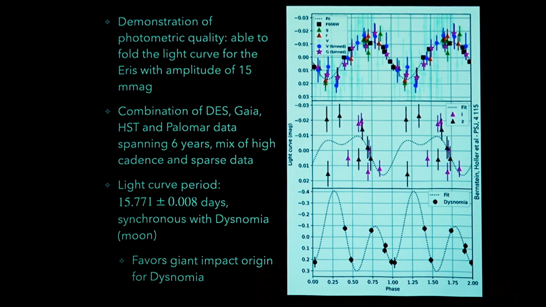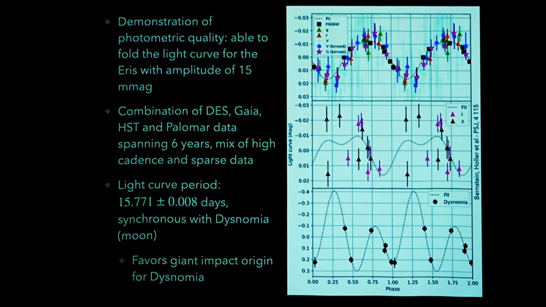And just to demonstrate how good the data is, we did this analysis for Eris, the dwarf planet. Eris was the brightest TNO in our sample. This means that we're able to do basically the highest precision science. And here is phase folding for the Eris light curve with a very good detection of a 15 millimag amplitude light curve variability. So if you look at the plot here, you can see the error bars are on the order of 5 millimag or even less for each point.